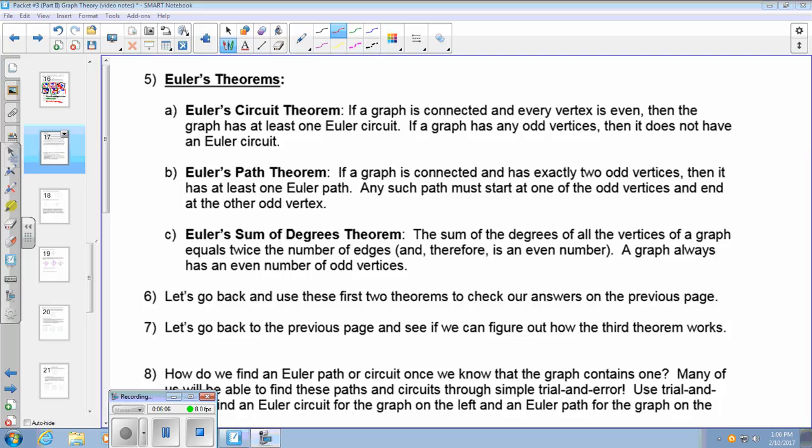And then C, Euler's sum of degrees theorem. The sum of the degrees of all the vertices of a graph equals twice the number of edges, and therefore is an even number. A graph always has an even number of odd vertices. All right, so number 6 and number 7, we're going to go back to the previous page. We're going to see if we can figure out how these theorems work.